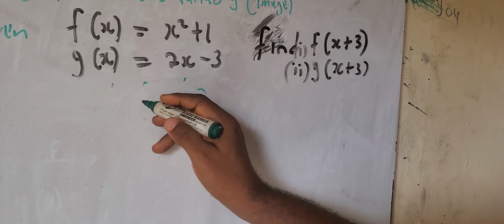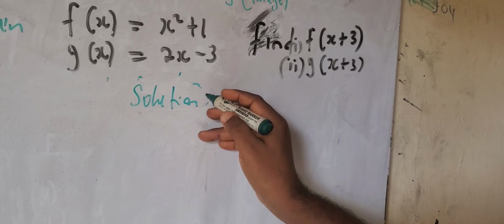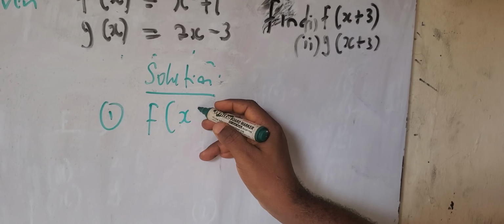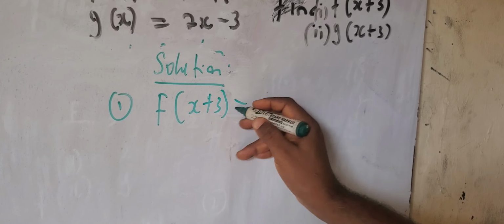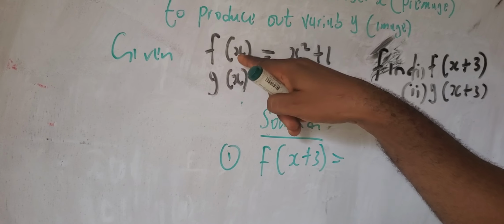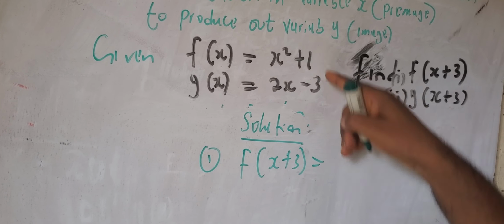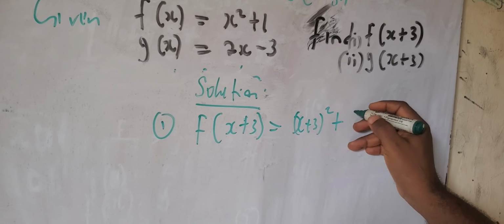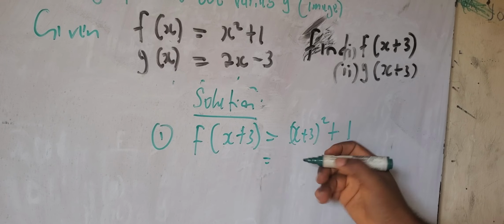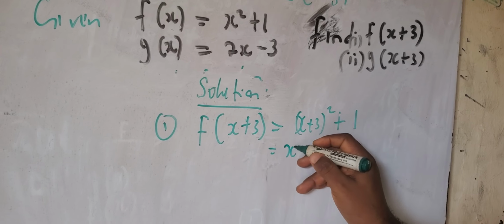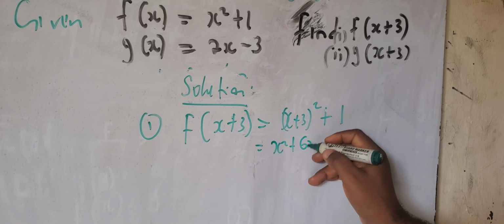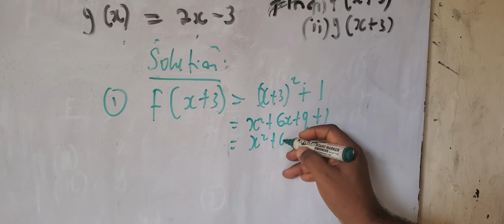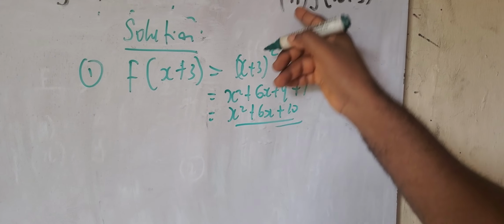What we are going to do concerning question number 1, the solution is like this. Let's start with this question. We should find f of x plus 3. According to the definition of the function f, whatever is here, we should square it and we add 1. What is here now is x plus 3, so we are going to square it. Then we add 1 to that. So when we expand it, we have x squared plus 6x plus 9, then plus 1. So this gives us x squared plus 6x plus 10. That is the meaning of this.